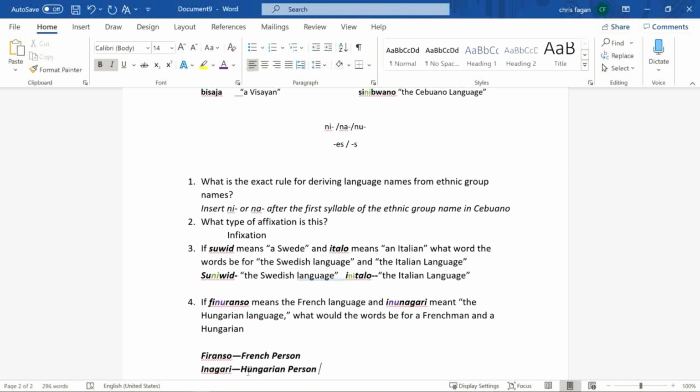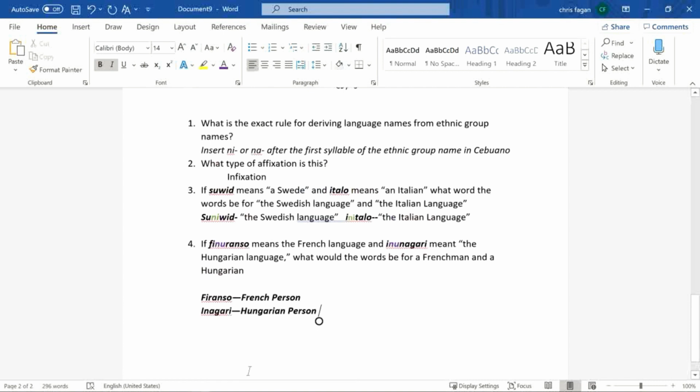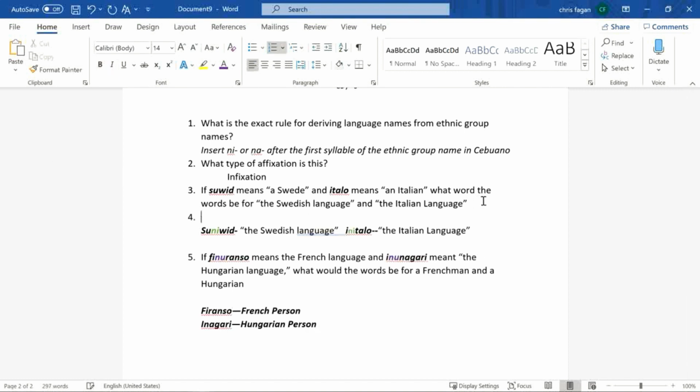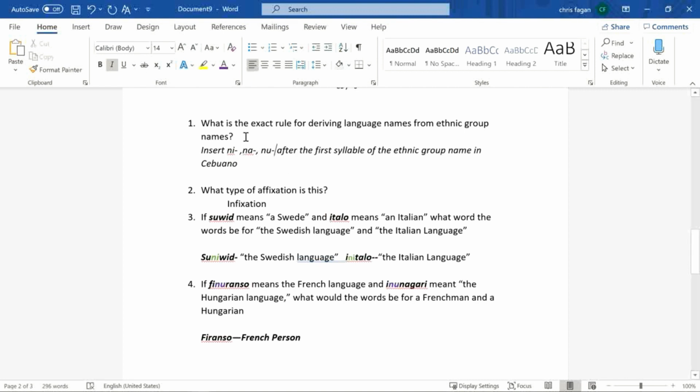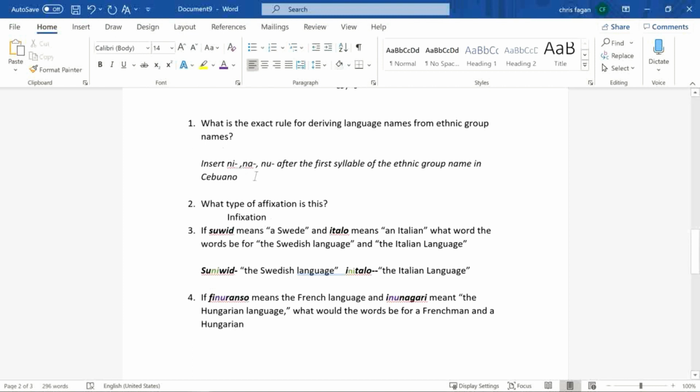So that is morphemic analysis. I have been able to derive, to create new words and state rules about these languages just by looking at patterns in the morphemes. So I've been able to figure out: insert ni, na, or nu. We need to change our rule if we find more data. So we said here, insert ni, na, or nu after the first syllable of an ethnic group name in Cebuano to make the language name.